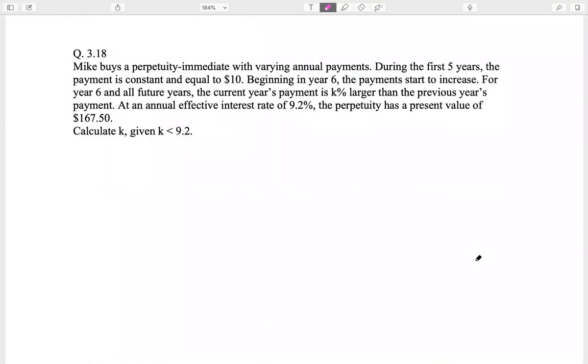3.18. Mike buys a perpetuity immediate with varying annual payments. During the first 5 years, it's $10. Starting from year 6, it increases and forever. The current payment is K% larger. So basically, let's draw it. It's $10, during the first 5 years. This is the last time it is 10.